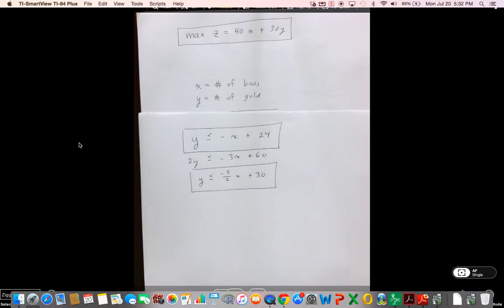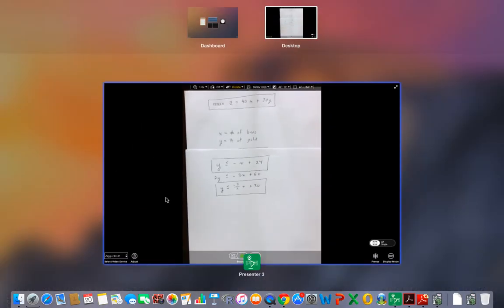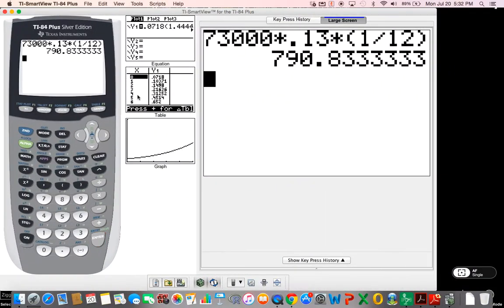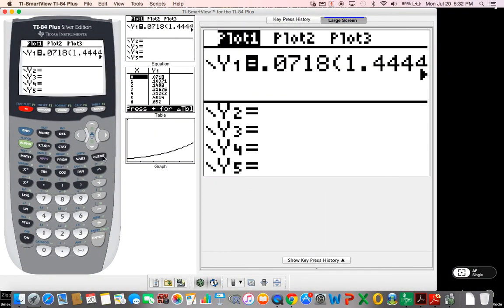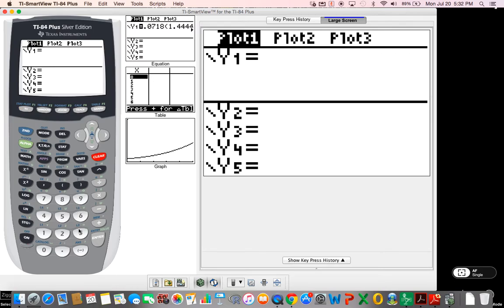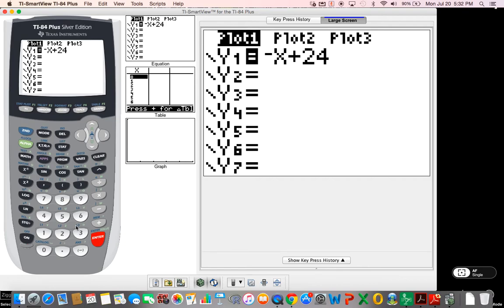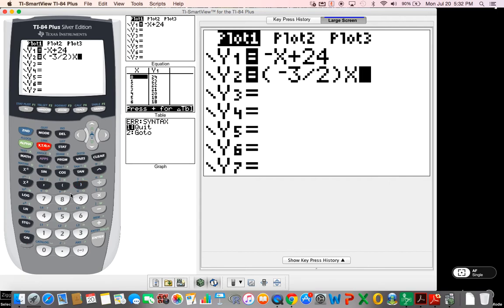Now I'm going to use the calculator from here on because I just think that's the easiest way to do this. So I'm going to go into y equals, and I'm going to clear this out. And I'm going to put negative x plus 24. I'll come back and get the inequality later. And remember, if we have fractions, we put those in parentheses. Now I'm going to go over and set the inequalities. Both of them are less than or equal to, so we'll take care of that as we've done before.